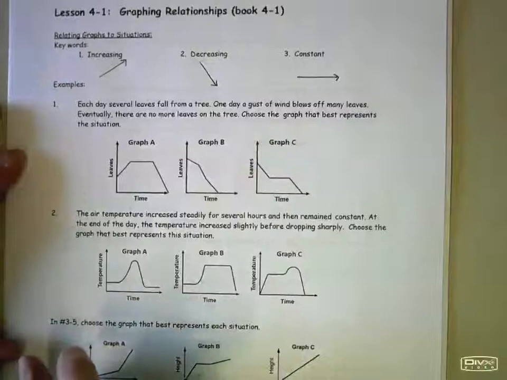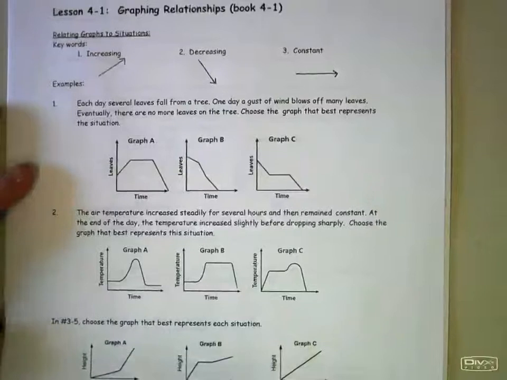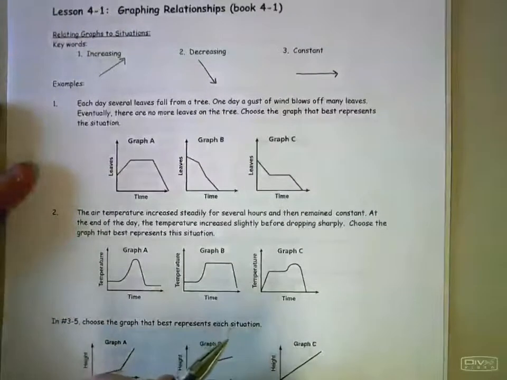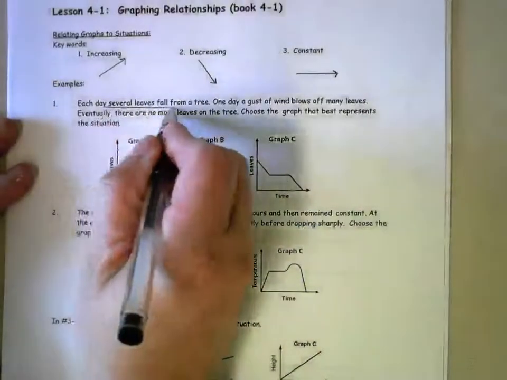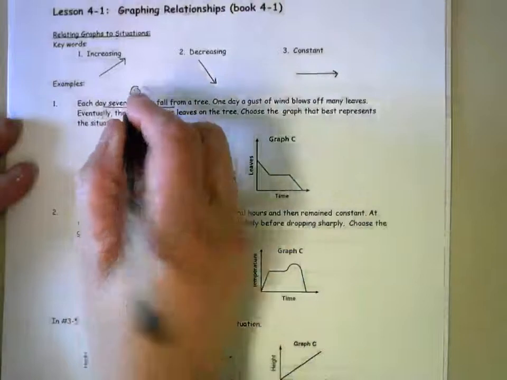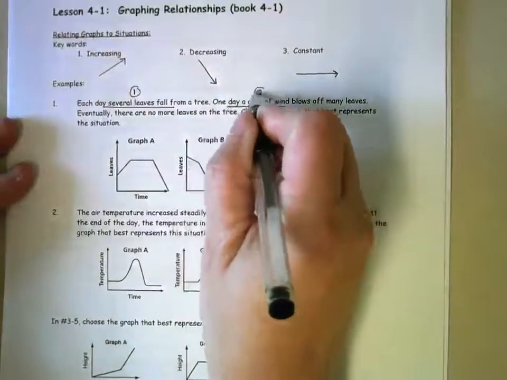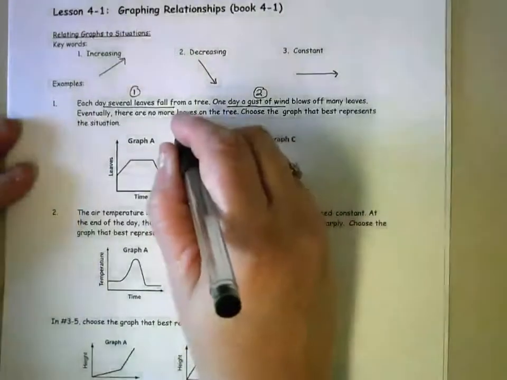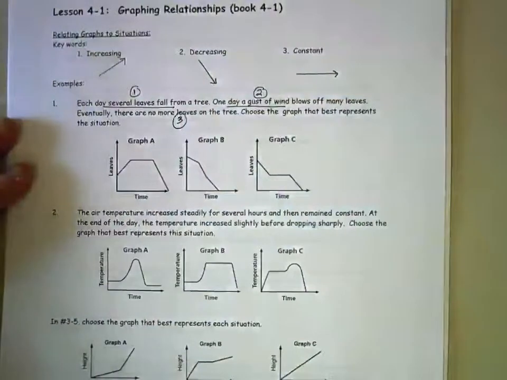And the first one says, each day several leaves fall from a tree. One day a gust of wind blows off many leaves. Eventually there are no more leaves on the tree. Which graph best represents that? So first of all, we have several leaves falling, which is the first thing. And we have a huge gust of wind, where we would have a bunch of them fall. And then the third thing is they continue to fall at a slower rate.